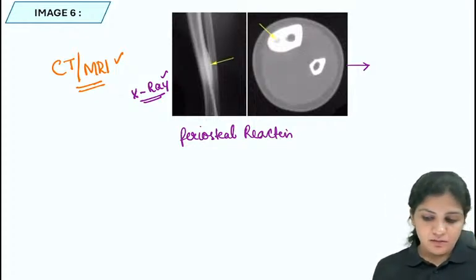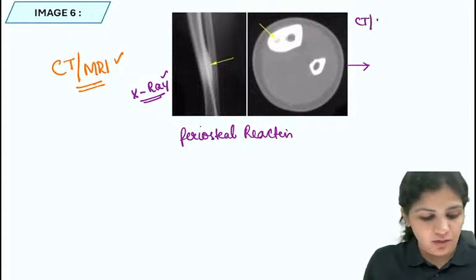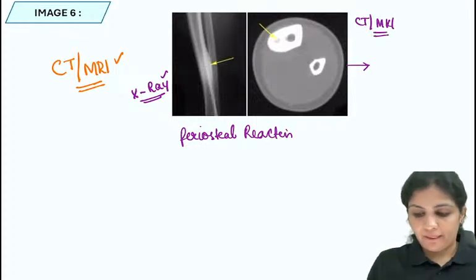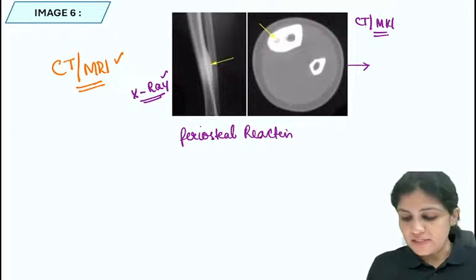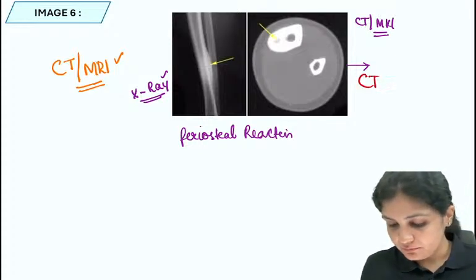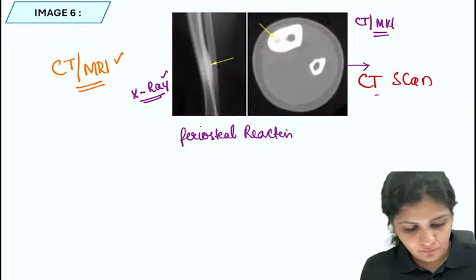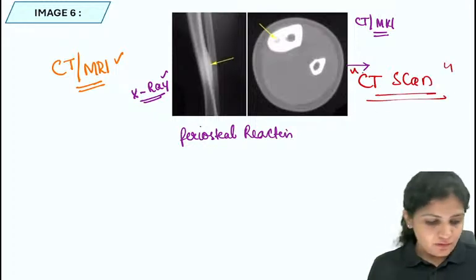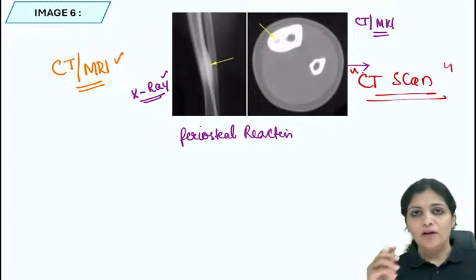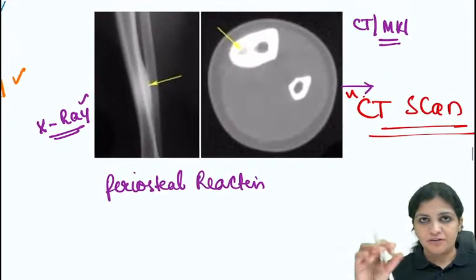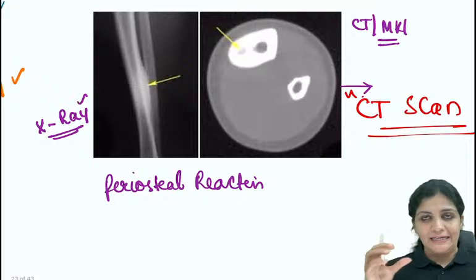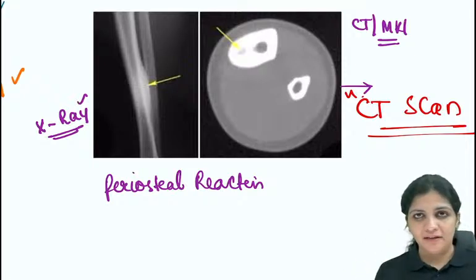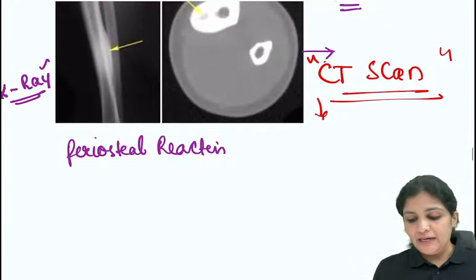Naveen, is this a CT or an MRI? This is a CT scan. What I'm showing on screen is the CT scan on my right side. So why did I say it is a CT scan, and why not an MRI? Now I'm trying to read the cortex, the bone, right?